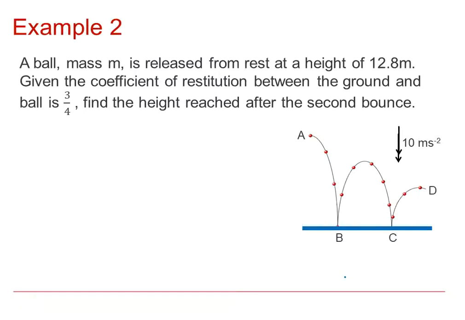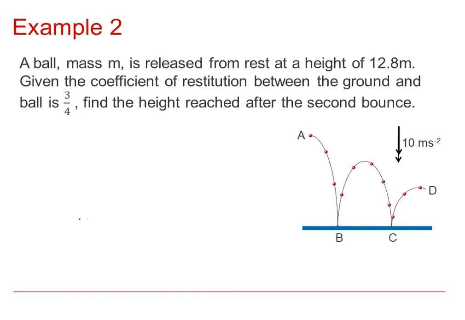So in this example, we have a ball of mass m which is released from rest at a height of 12.8 meters. We are given that the coefficient of restitution between the ground and the ball is 3/4, and we need to find the height reached by the ball after the second bounce. Gravity, note, is given as downwards at 10 meters per second squared. And although I know the motion is going to be vertical as this ball bounces up and down, I've given the diagram a slight sideways movement just for clarity, so you can see clearly the first bounce distinguished from the second bounce to avoid any confusion.